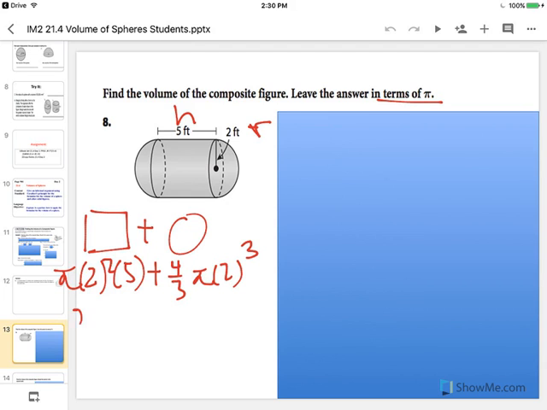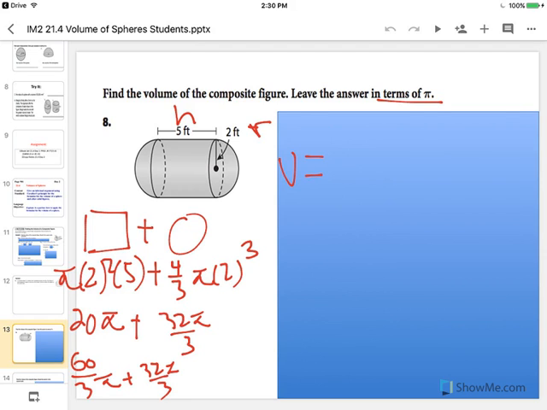So this gives us 20 pi plus 32 pi over 3. We can change it into a common denominator, so this is 60 pi over 3 plus 32 pi over 3. So the volume, when we add those, gives us 92 pi over 3. Okay, so we can leave our answer as a fraction as well.